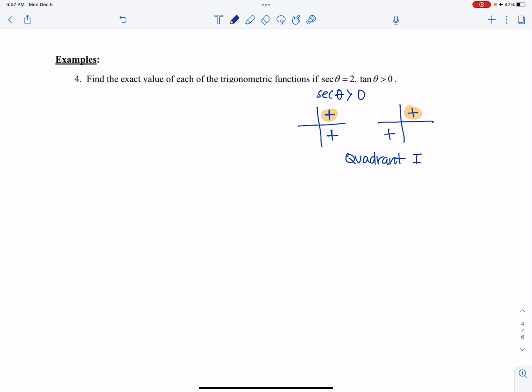Now, why is that important? Well, that's going to help us determine that we're going to have a positive x and a positive y. That's going to help us, in turn, find the values of all of our trig functions. So, let's start with what we know. Secant theta is 2. And we can write secant theta as r over x. Remember from the last section? So, if I make my 2 into 2 over 1, now I know what r is, and I know what x is.